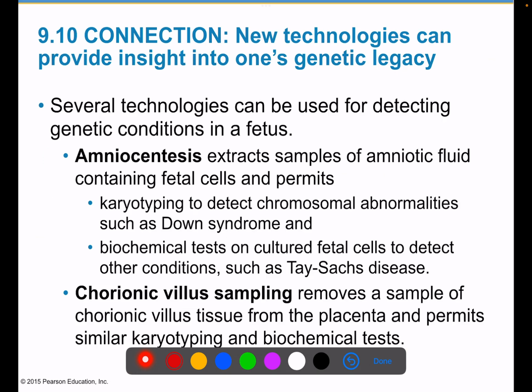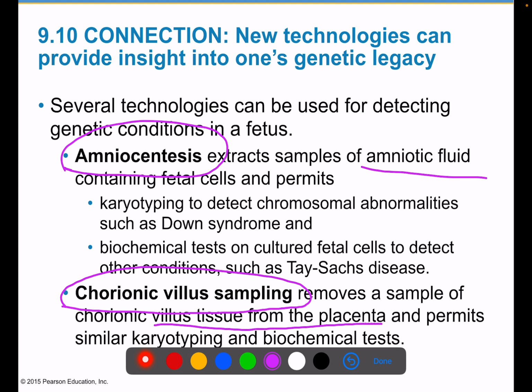Okay. How do we test for genetic disorders? Well, I want you to know about these two. They're called amniocentesis and chorionic villus sampling. Amniocentesis is just collecting amniotic fluid because it contains cells from the baby, whereas chorionic villus sampling is taking some bits of tissue from the placenta. And because the placenta is made by the baby, it also has DNA of the baby.